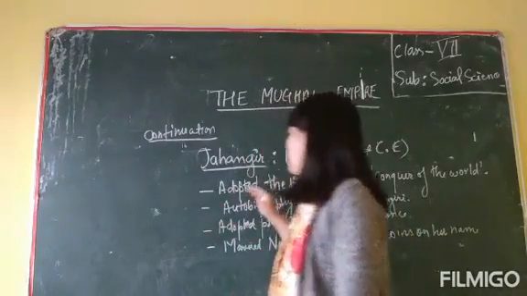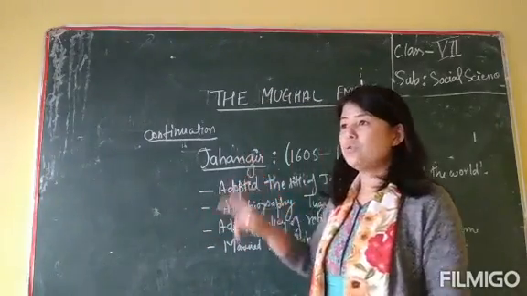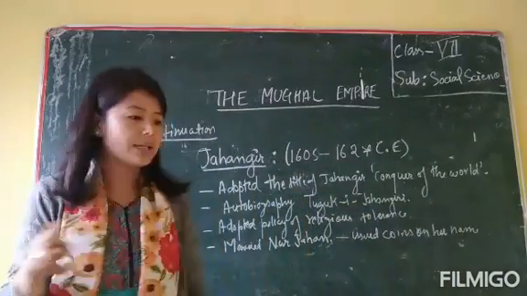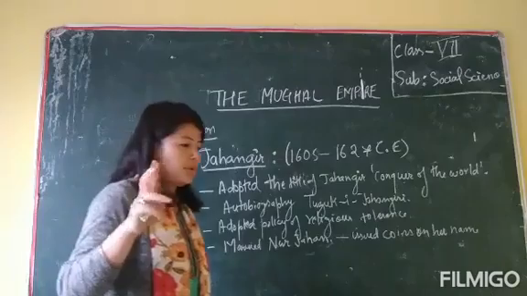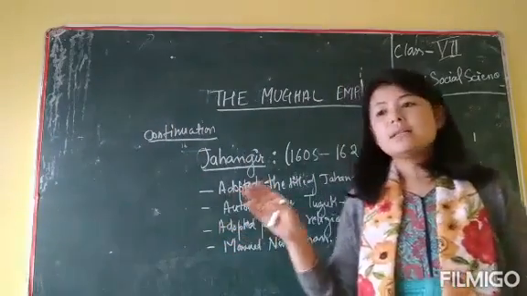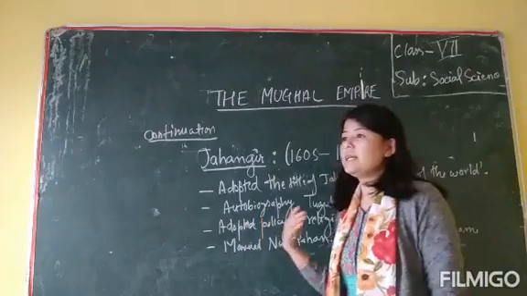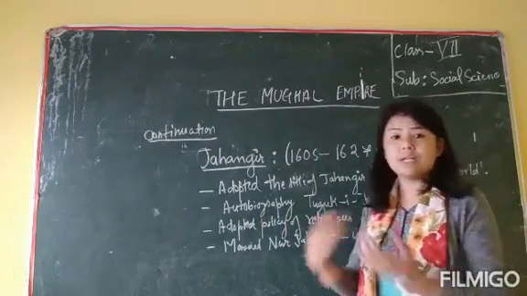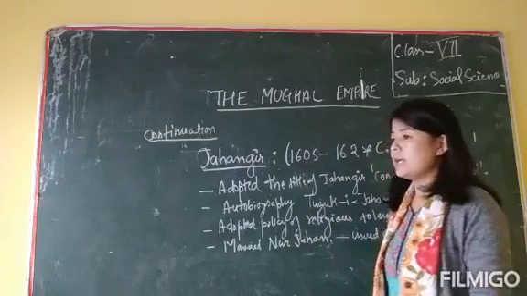During the time of Jahangir, two ambassadors from the East India Company came to India, that is Sir William Hawkins and Thomas Roe. Jahangir permitted them to set up a factory in Surat and to do trading with India. So that was the thing.